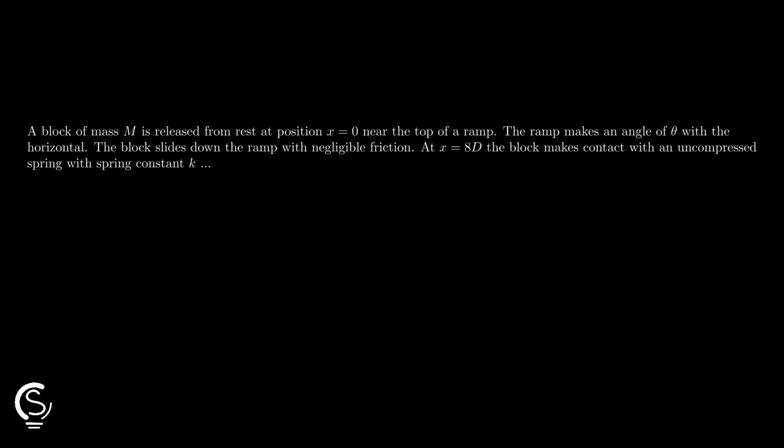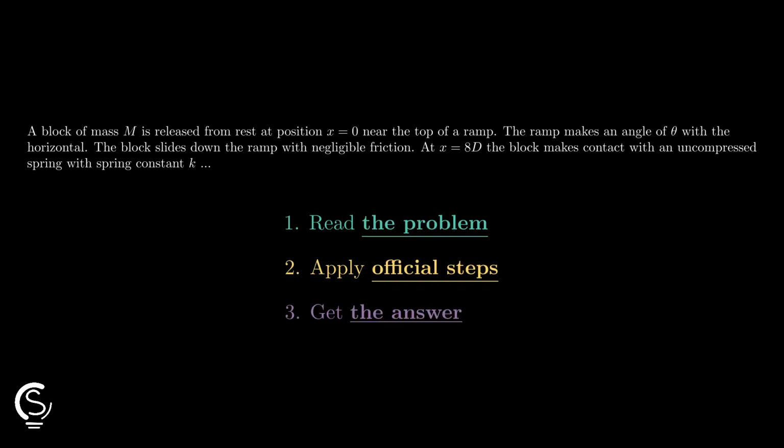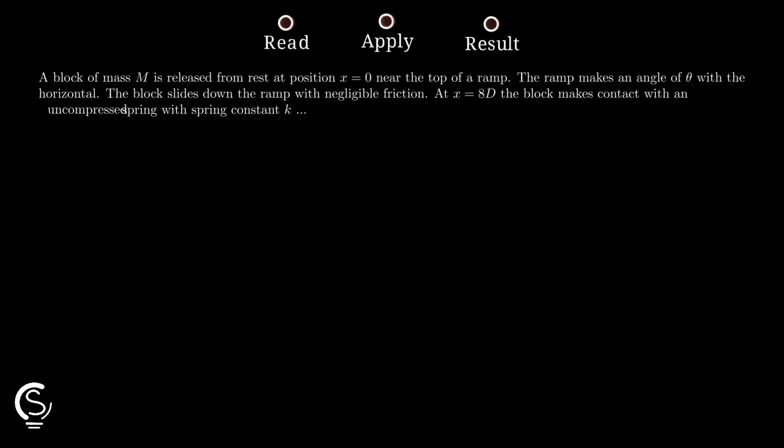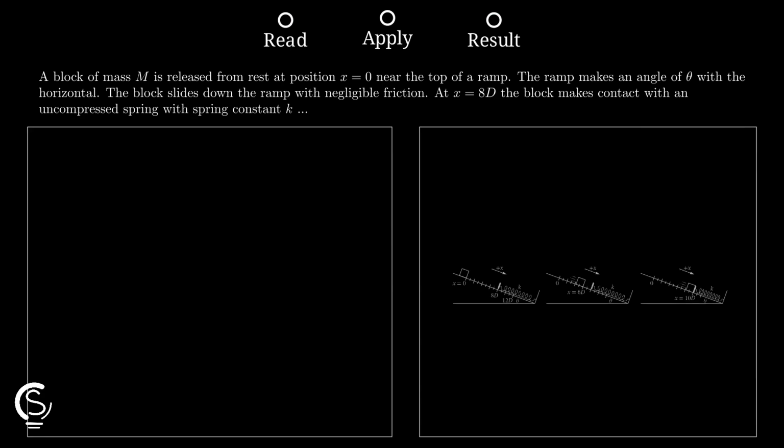This problem uses conservation of mechanical energy for a block sliding down a frictionless incline and compressing a spring. For the entire motion, the mechanical energy of the block-spring-Earth system is constant. E equals K plus U sub G plus U sub S equals constant. Here, U sub G equals 0 at x equals 12D.